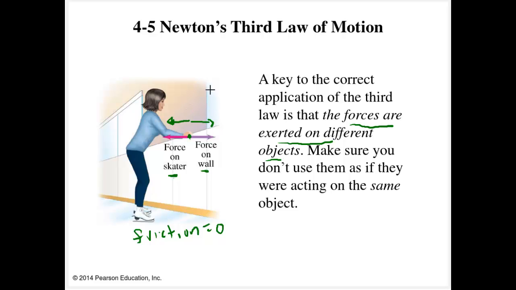You might look at that and say, I have one force to the left and one force to the right, so the net force, the sum of the forces, is going to be equal to 0. But that is not true because these forces act on different objects. This force right here acts on the skater, and this force here acts on the wall. It's the force of the wall on the skater that causes the skater to accelerate in that direction. So we have to be careful about which object we're looking at.